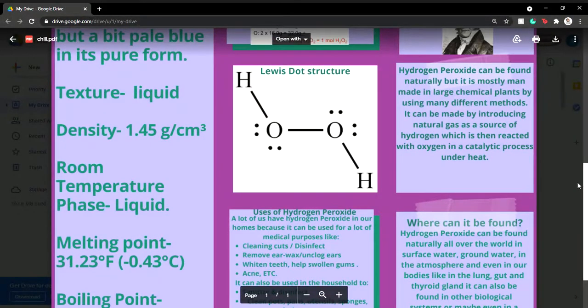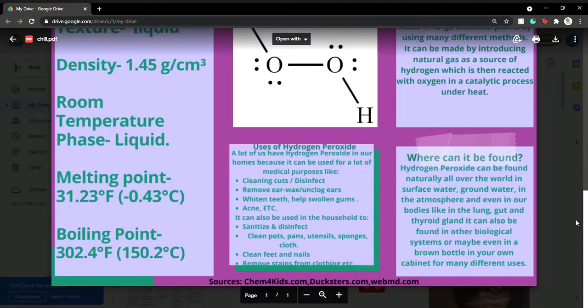So let's get into where we find it. Hydrogen peroxide can be found naturally all over the world, in surface water, groundwater, in the atmosphere around us, in the air, and even in our bodies, like in the lung, gut, and thyroid gland. It can also be found in other biological systems, like plants and animals, or maybe even in a brown bottle in your own cabinet for many different uses, which we'll now get into.